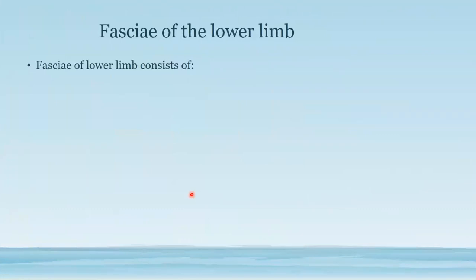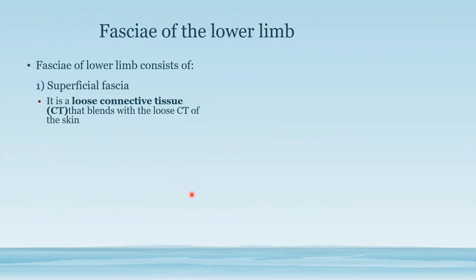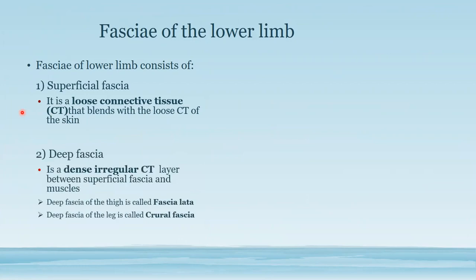Okay, with regard to the fascia of the lower limb, we have superficial fascia, which is a loose connective tissue that blends with the loose connective tissue of the skin, and deep fascia. Okay, deep fascia is dense, irregular connective tissue, while the superficial is loose connective tissue. The deep fascia is the connective tissue layer that is located between the superficial fascia and the muscles.